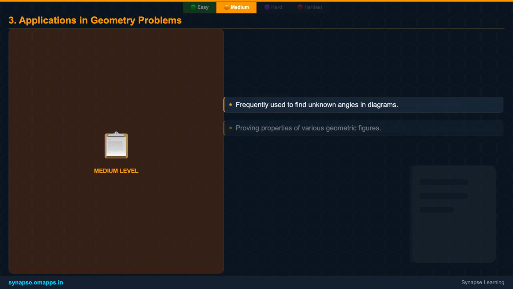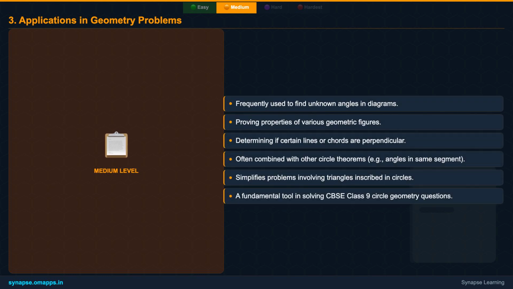This theorem is incredibly powerful for identifying right-angled triangles. If you ever see a triangle inscribed in a circle, and one of its sides happens to be the circle's diameter, you immediately know that the angle opposite that diameter, formed by the third vertex on the circumference, is 90 degrees. This makes the triangle a right-angled triangle.